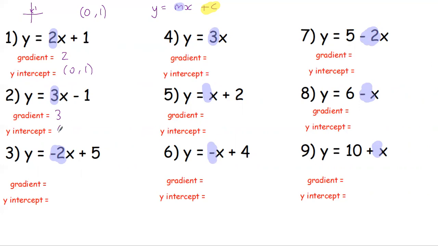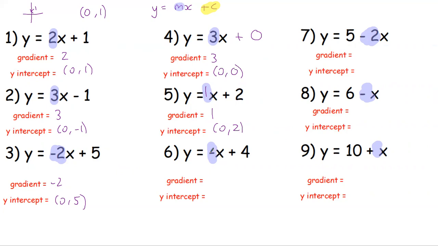Be 3, and that would be 0, -1. The gradient will be -2. Remember, it's 0, and then that number. Gradient would be 3. Now there's nothing to add on here, is there? So the y-intercept would be 0, 0. Now remember, in front of x, if there's nothing there, you put a 1. So the gradient there would be 1, and your y-intercept would be 0, 2.